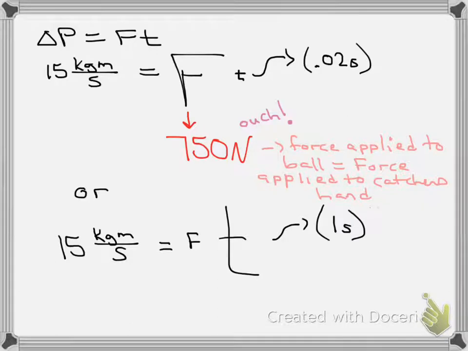But if, on the other hand, we increase the length of time it takes for the ball to come to rest, say 1 second, then the force can be 15 newtons. That's much more doable. I would rather the ball hit me with a 15 Newton force than a 750 Newton force. Now, the important thing to understand here is that the change in momentum has a fixed value. It's 15 kilogram meters per second because it's going from having a speed to 0. It's being brought to rest.